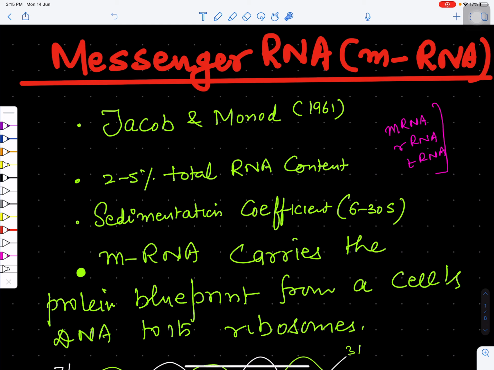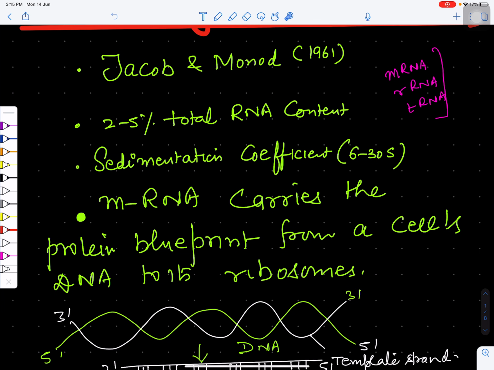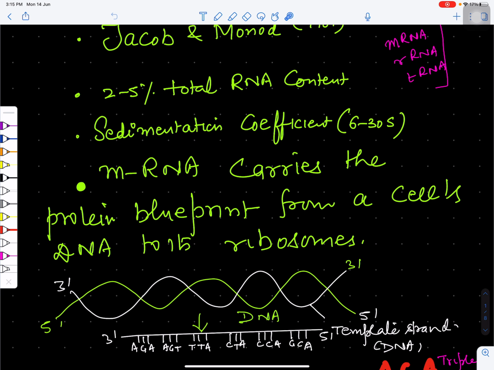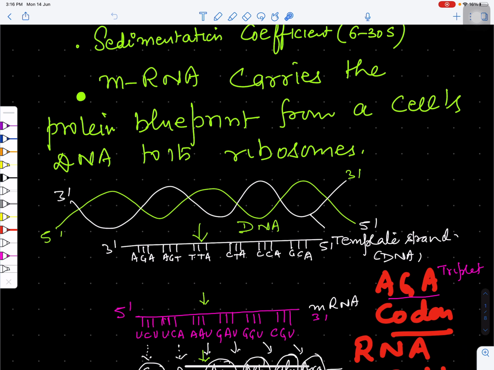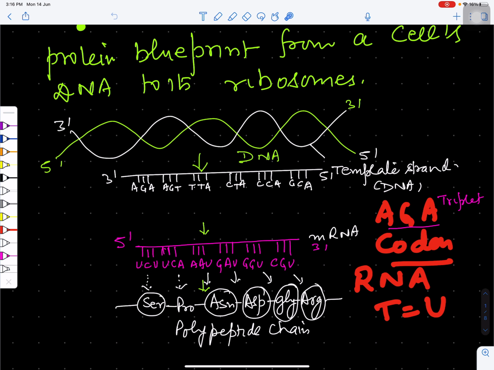This carries the messages from the DNA and helps in formation of the protein. Whatever information is present in the DNA will be translated in the form of protein. So this is called messenger RNA. We can say messenger RNA carries the protein blueprint from our cell's DNA to its ribosomes. Now, how this occurs, we can understand by this example.